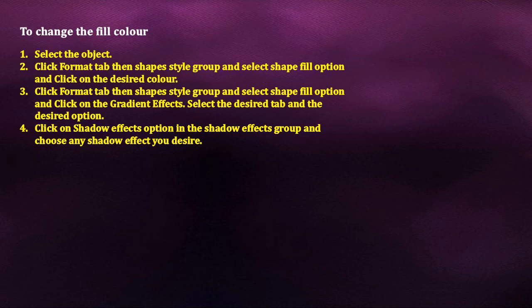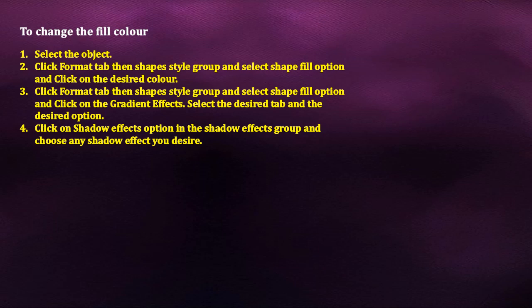The next option is the gradient effect. Now let's see. For the gradient effect, we have to first click the Format tab, then the Shape Style group and select the Shape Fill option. Later we have to click on the gradient effect, select the desired tab and the desired option. Clicking on the gradient effect gives you a little shading effect of the color. You can choose any color you want from the options.